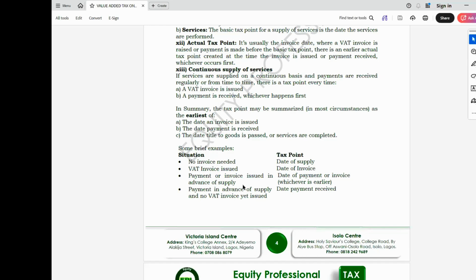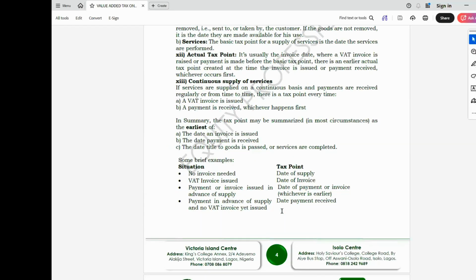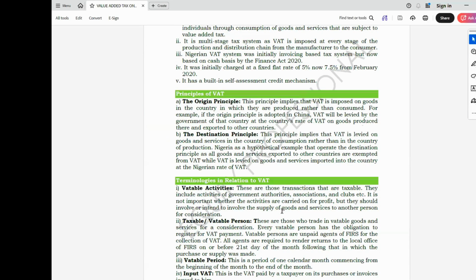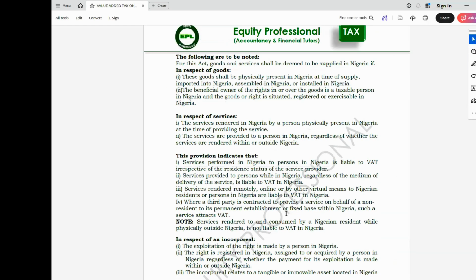Then there is payment in advance of supply and no VAT invoice yet issued. You have already made payment in advance, as I said earlier, but they are yet to give you an invoice. The VAT will become due as at the date of making the payment. So that is the date on which the value-added tax is recognized.